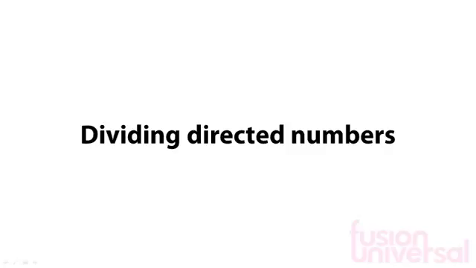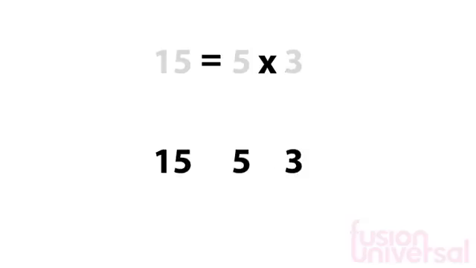We are going to look at dividing by positive and negative numbers. You can think about division as undoing a multiplication. Let's see how this can work. 15 is 5 multiplied by 3. We can rearrange this to show that 15 divided by 5 is 3.